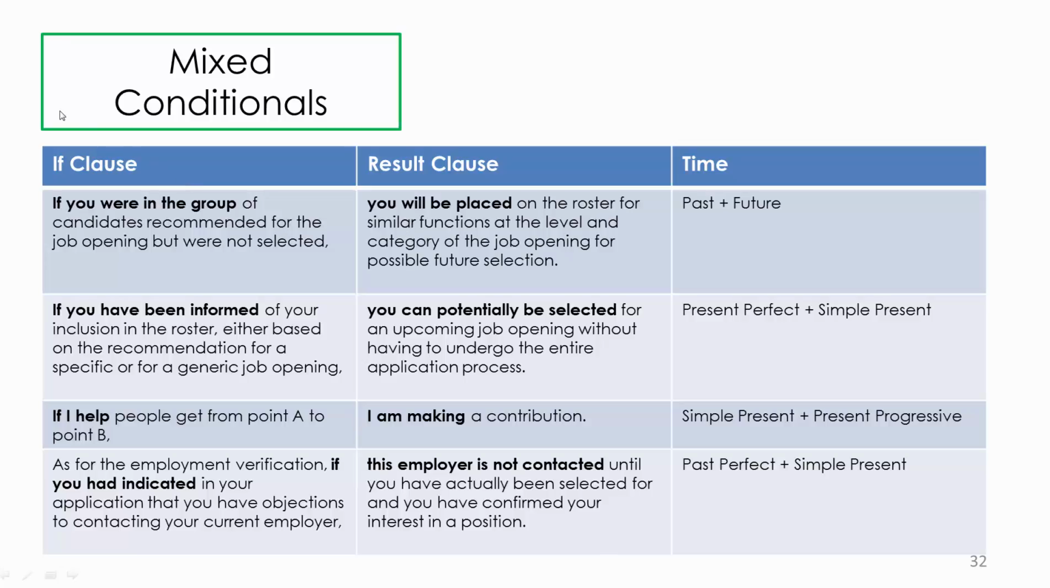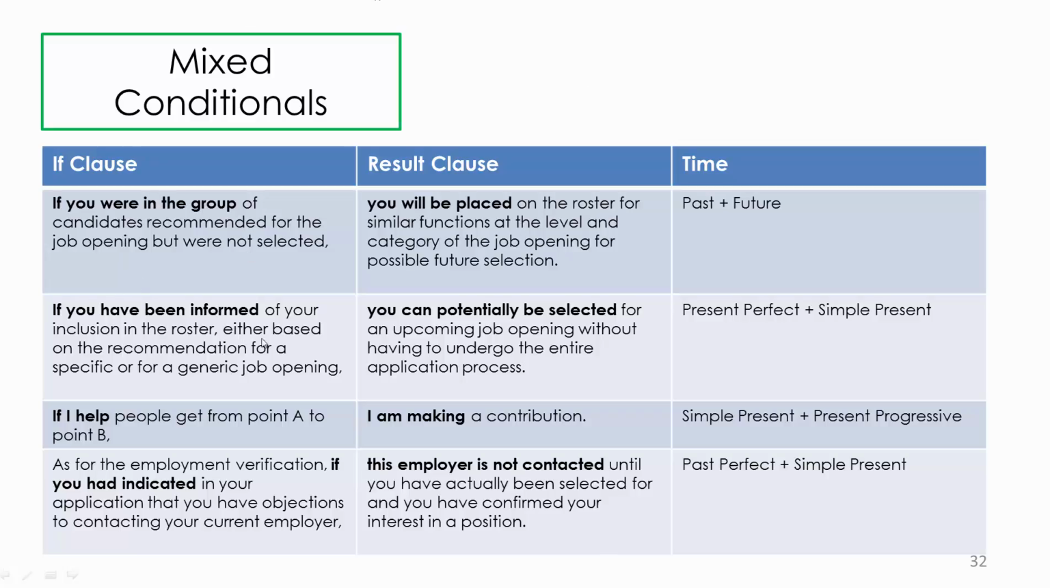So you can see here these examples are taken from both the resources page and the career human resources page. So you have here in the if clause, this is about somebody applying for a job. If you were in the group of candidates recommended for the job opening, meaning in the past, then you will be placed on the roster for similar functions in the future. All right, so the condition occurred in the past, but the result will occur in the future. So in that way, we mix the conditionals here to allow us to speak about both times. So this is just one example of a mixed conditional.